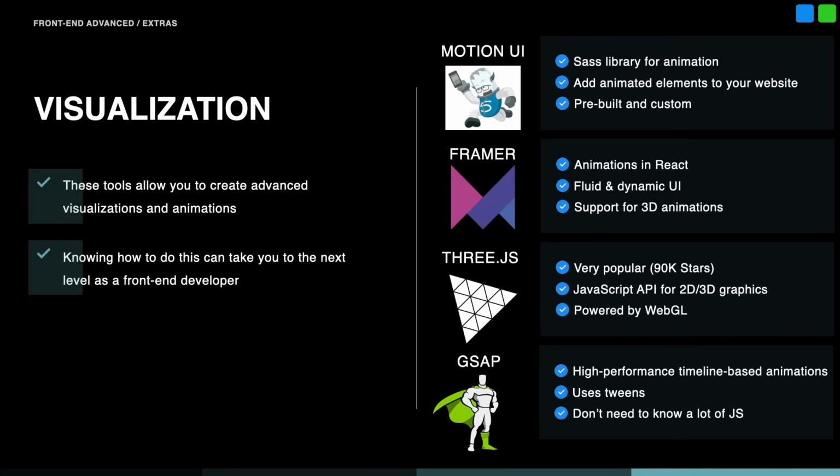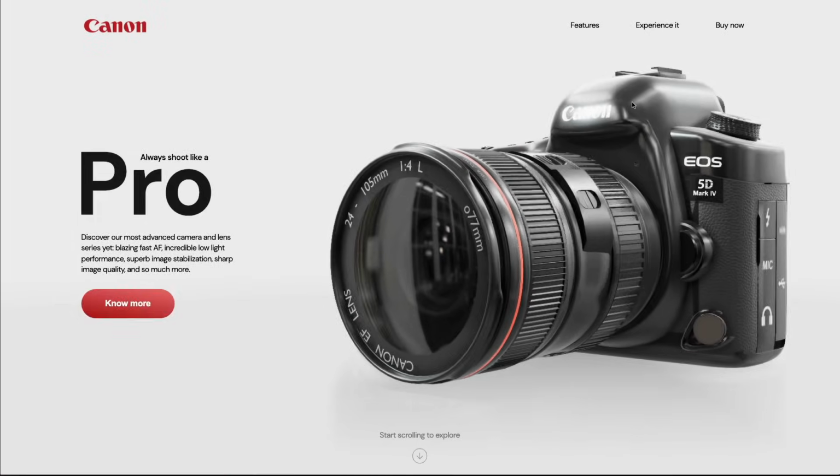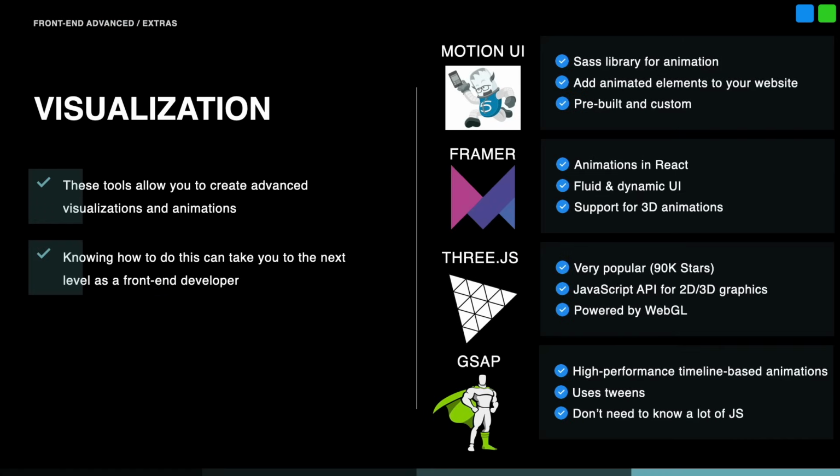Framer Motion is a popular open source library for creating animations in React, and it provides a range of features for building fluid and dynamic user experiences. And it includes easy-to-use animation controls, gesture recognition, and support for 3D animations. Three.js is probably the most popular animation library. It has about 90K stars on GitHub. It's extremely powerful. It uses WebGL, which is a JavaScript API for rendering 2D and 3D graphics. So if you're looking to get into powerful graphics and 3D animations, Three.js is definitely something to check out.